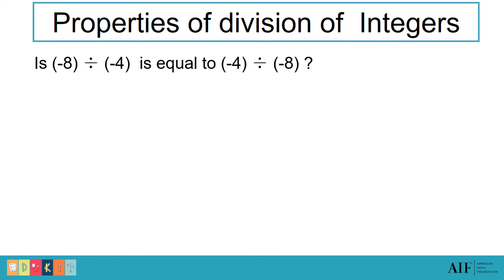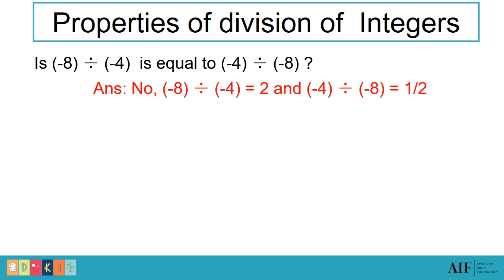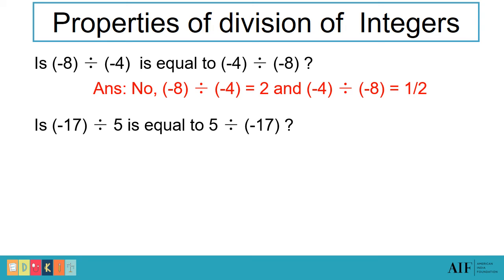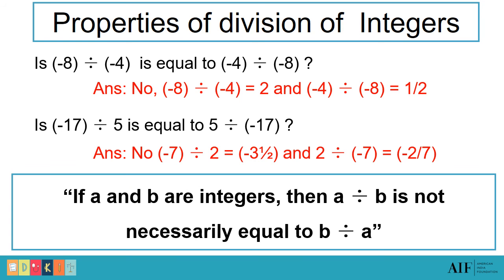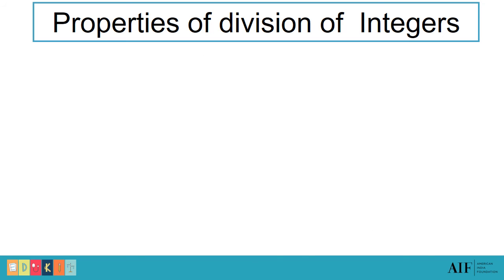Is minus 8 divided by minus 4 equal to minus 4 divided by minus 8? Answer: no, it is not the same. Here the first one is 2 and the second is 1 by 2, so not equal. Is minus 17 divided by 5 equal to 5 divided by minus 17? No. If a and b are integers, then a divided by b is not necessarily equal to b divided by a.